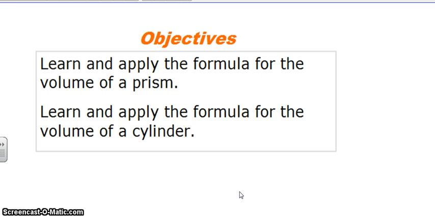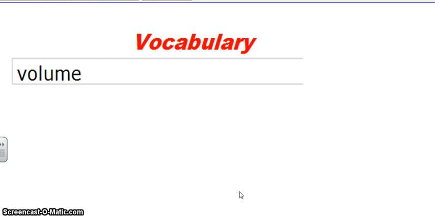Today we're going to learn and apply the formula for the volume of a prism. We're also going to learn and apply the formula for the volume of a cylinder. What do these two figures have in common? Yes, two congruent parallel bases.